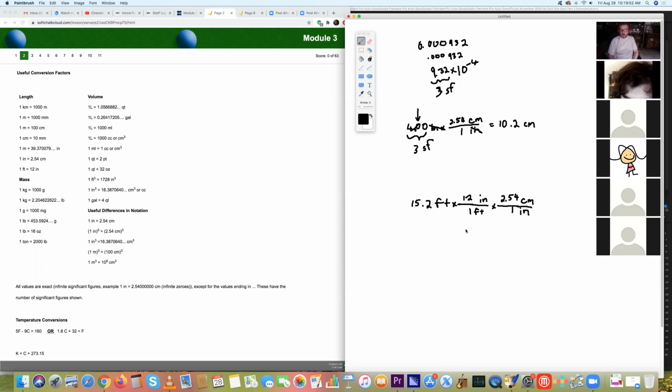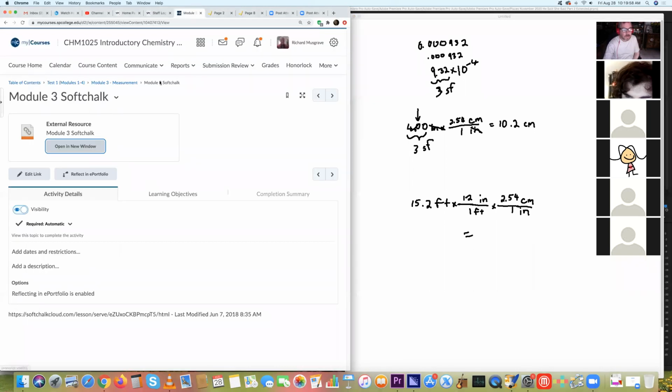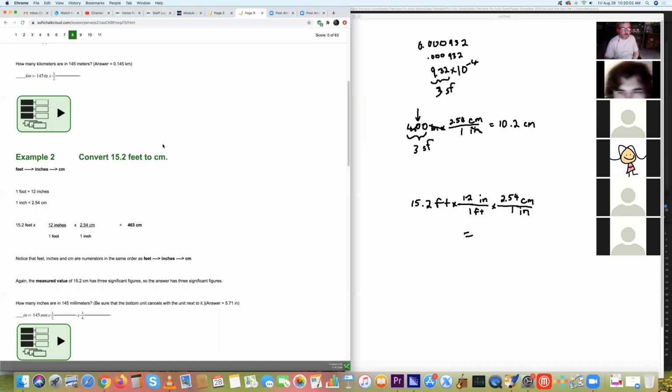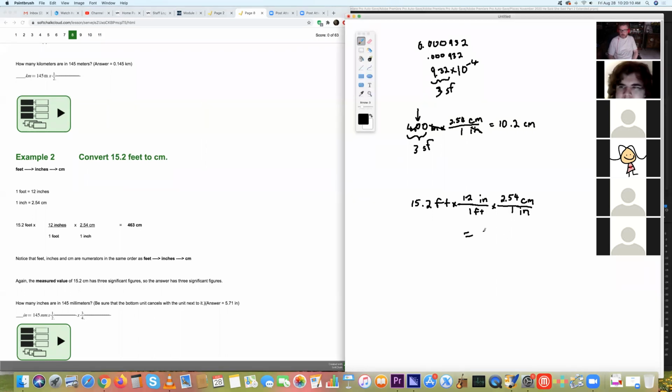And then we go ahead and do the math on that. It comes out to be 463 centimeters. Again, it'll be a whole lot more numbers than that in your calculator, but it gets rounded back down to 3 significant figures because that's what we started with.